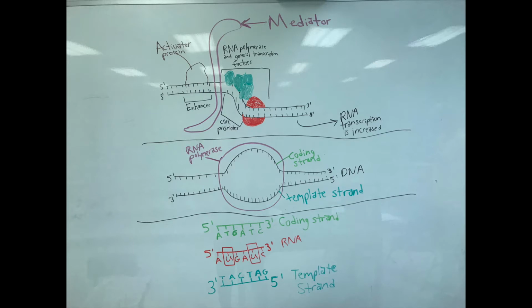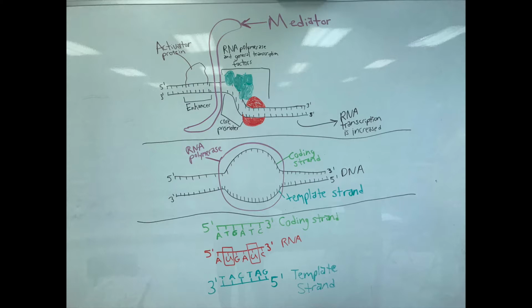The side of DNA that RNA polymerase interacts with is called the template strand. If you think about the information that the RNA will encode, it will actually contain the same information as the coding strand of DNA. The only exception to this is that you will not find the nucleobase thymine in RNA. You will instead have uracil.